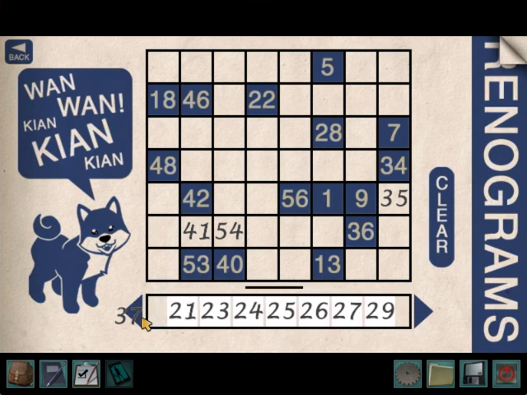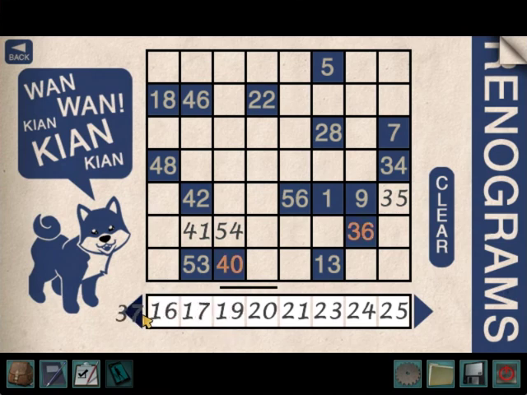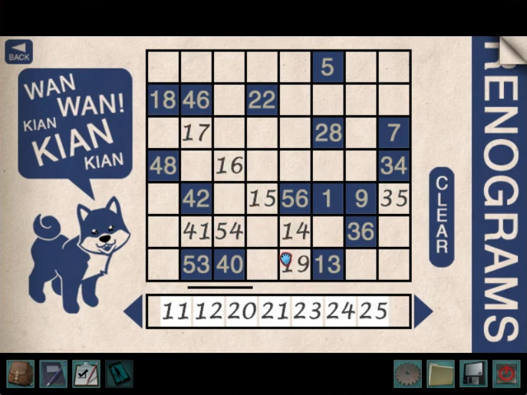Ooh, that's a long one from 22 all the way to 28. Oof. And then 18 to 22. And then 13 to 18. Yeah, guys. Wait, that's actually not so bad because we can easily make a diagonal line with that. Okay, so that's good.